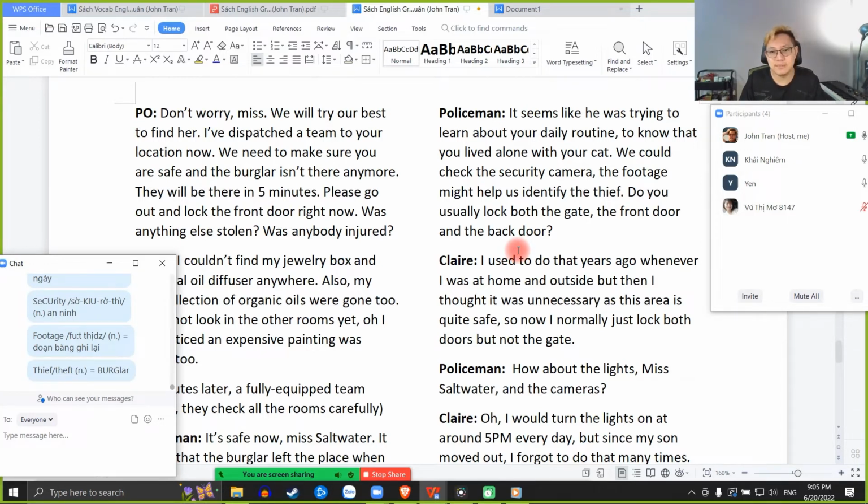Do you usually lock both the gate, the front door and the back door? Chị có thường là khóa cả hai cổng không? Cổng chính, cổng trước và cổng sau không?